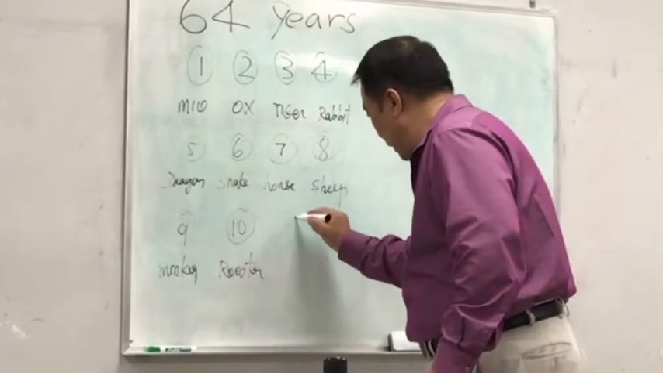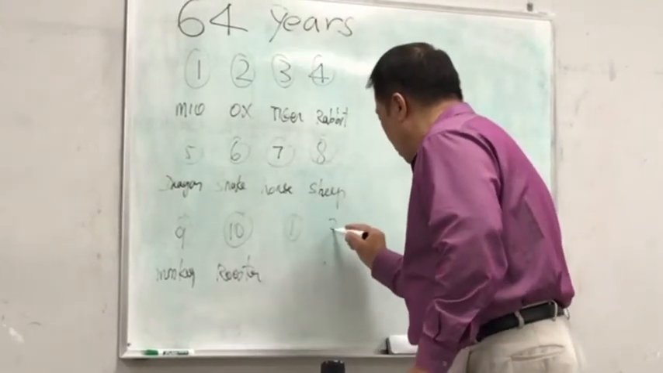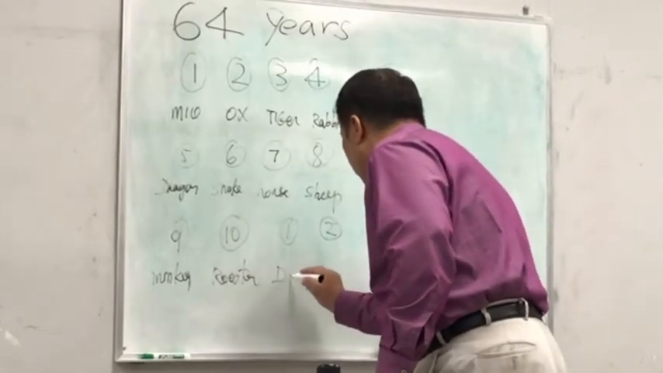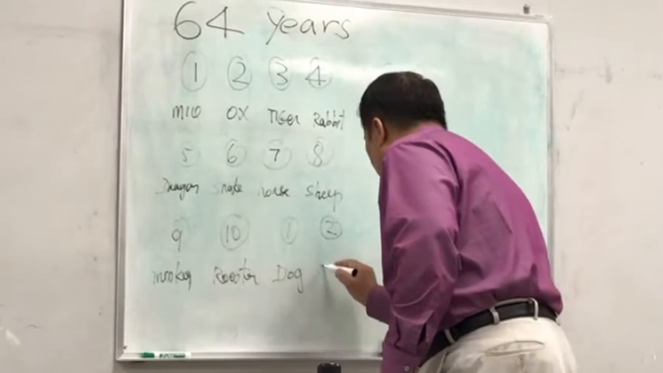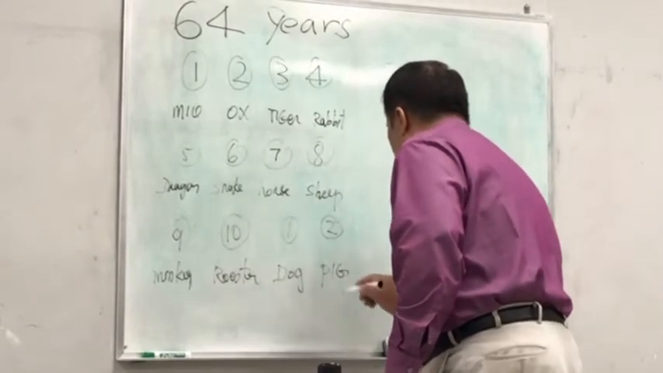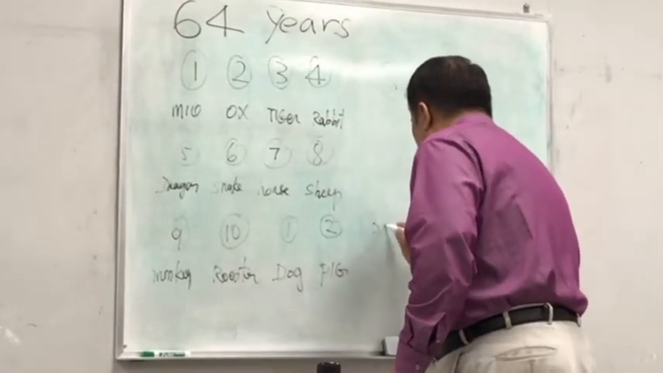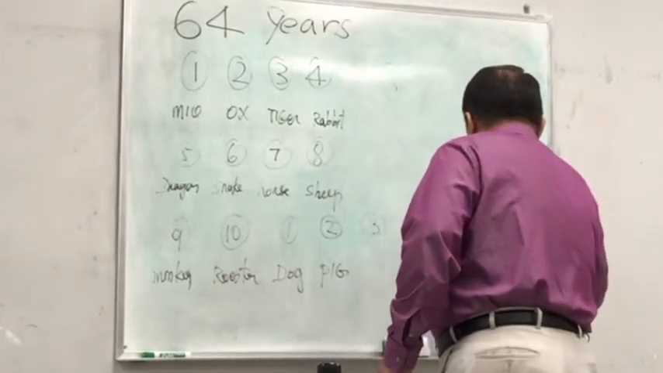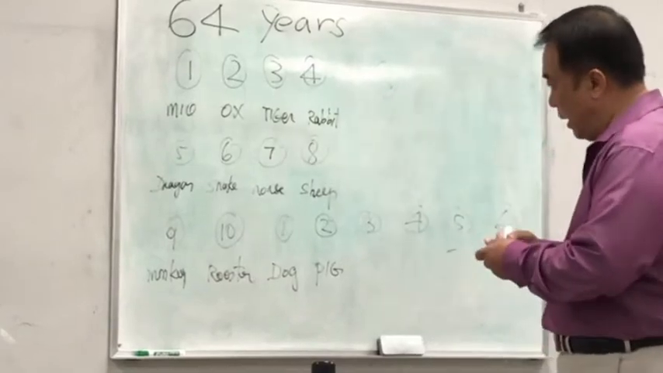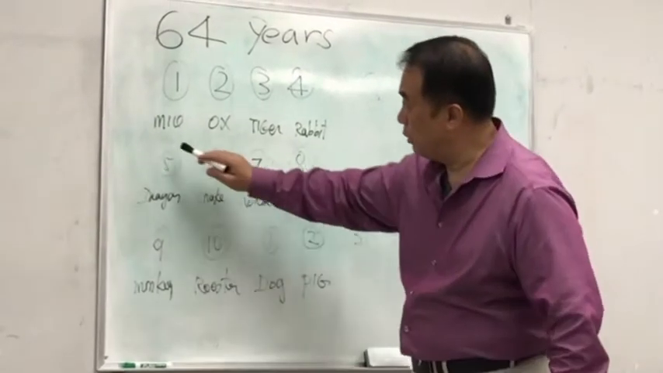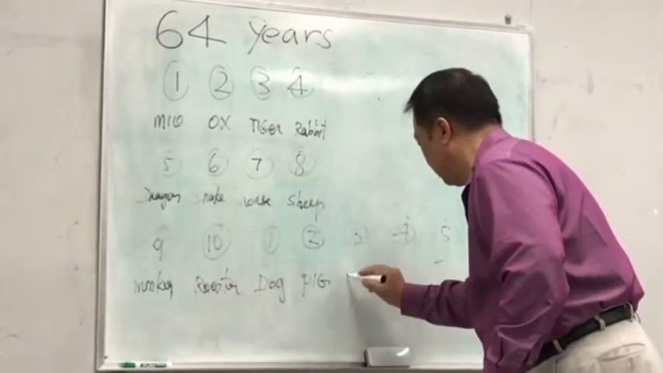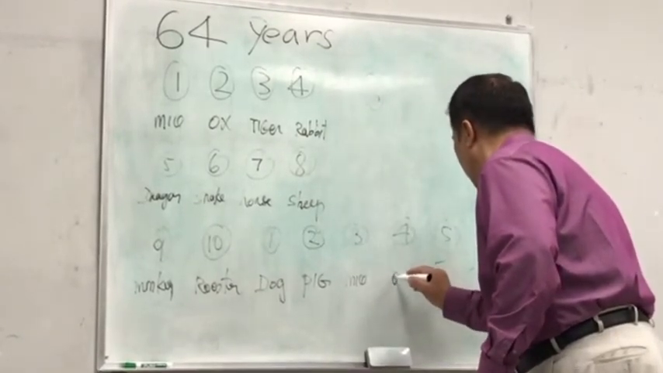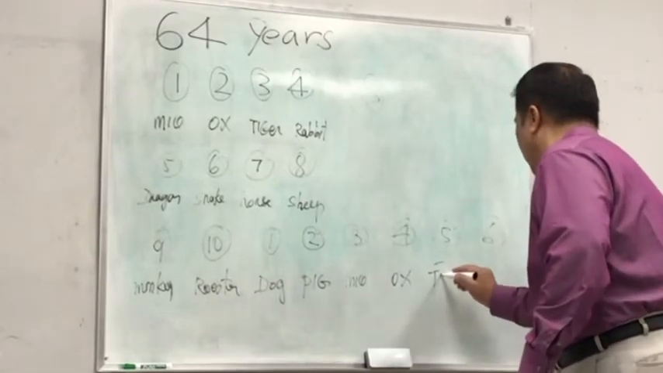Now, you have to go back again, 1, and then 2. Dog, pig, and then 3, 4, 5, 6. Because after the pig ends, you go back to the mice. And then you have the ox. And then you have the tiger.